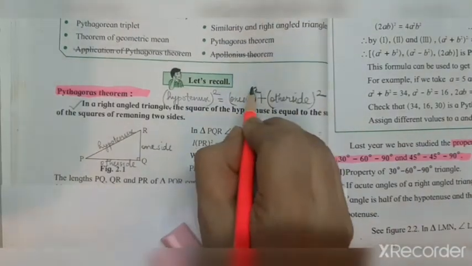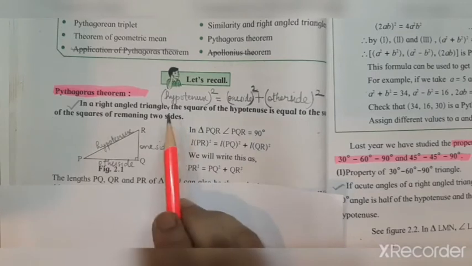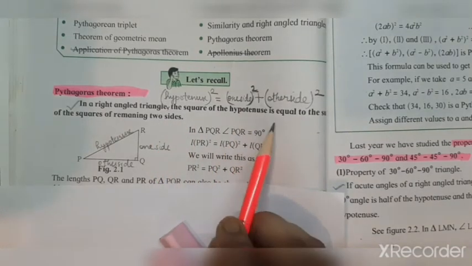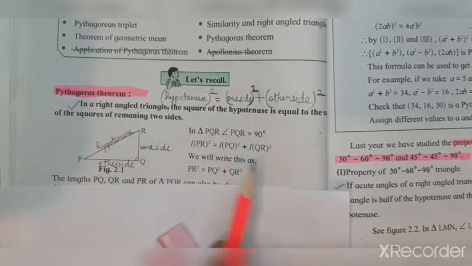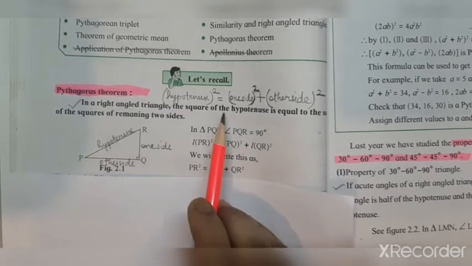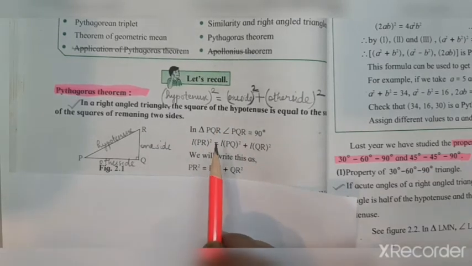Just making it clear so that you all can see this. Okay. Hypotenuse square is equal to one side square plus other side square. But very important, we should have a right angle. This will happen only in a right angle triangle.